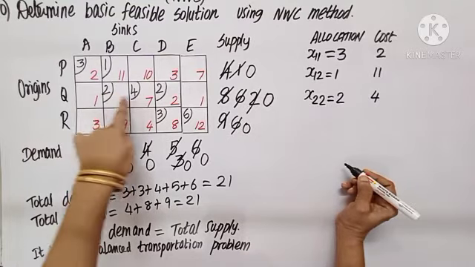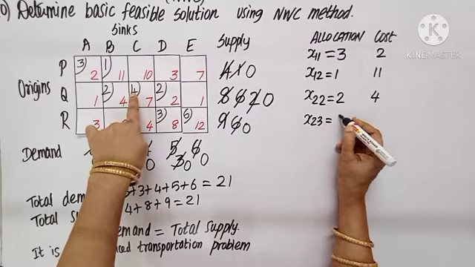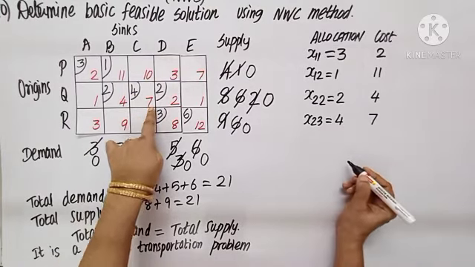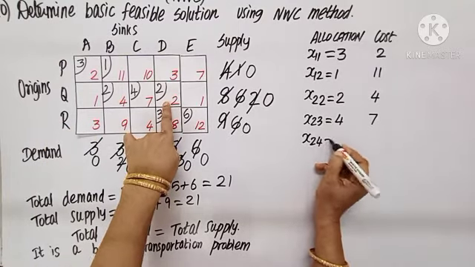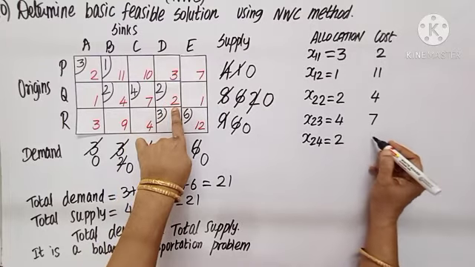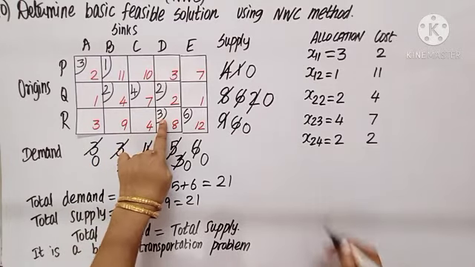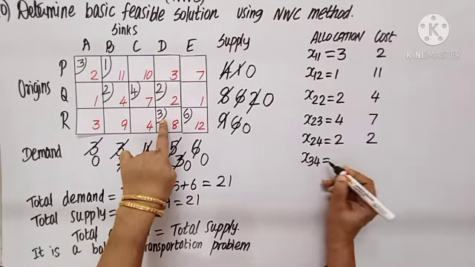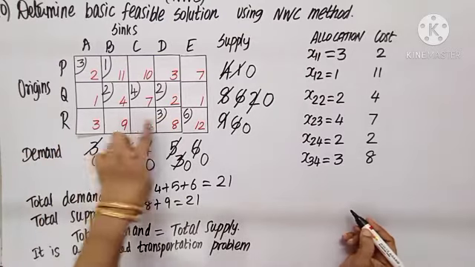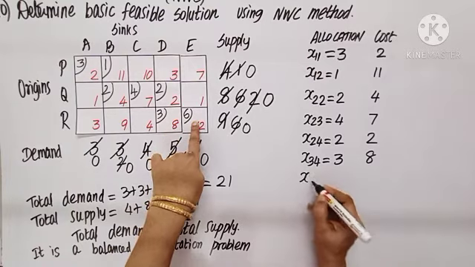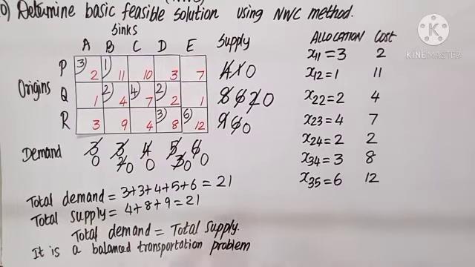This is second row, third column. So X23 allocation is 4. Cost is 7. Second row, fourth column. 2, 4. Allocation is 2. Cost is also 2. Now we are in third row, fourth column. X34. Allocation 3. Cost 8. Third row, fifth column. X35. Allocation 6. Cost is 12.